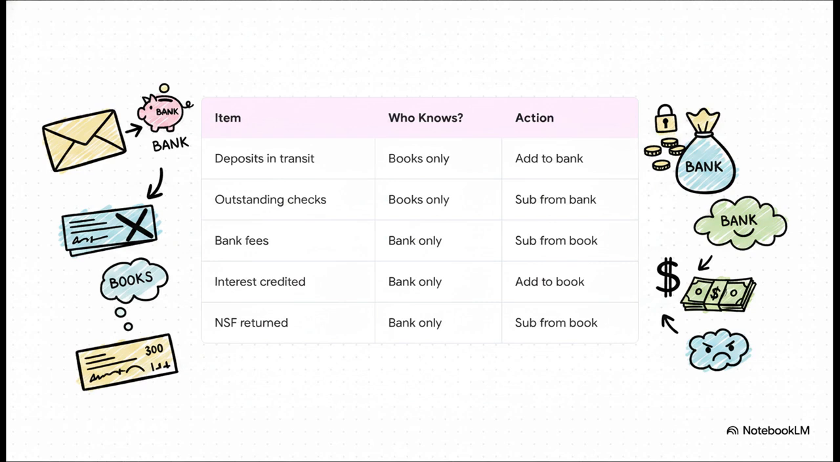But if only the bank knows about an item, say a monthly service charge, some interest they credited, or a customer's check that bounced, your books don't know about it yet. For those items, your books absolutely need a journal entry to catch up to reality.